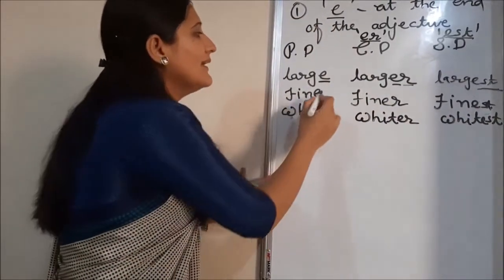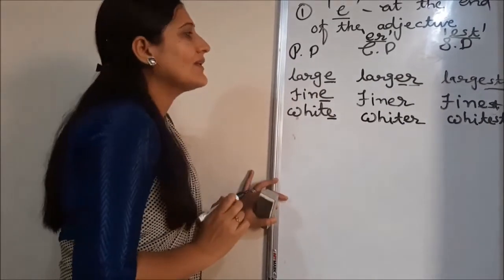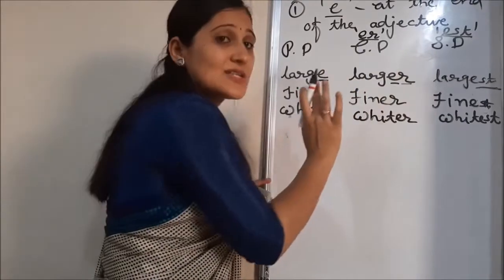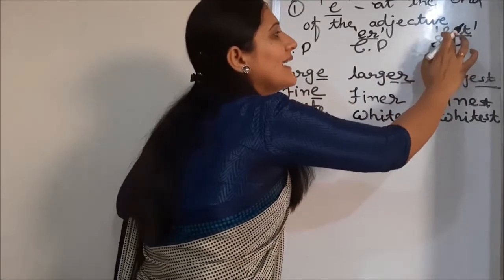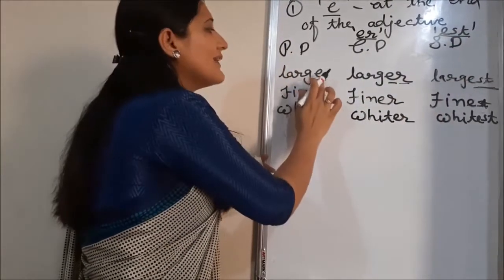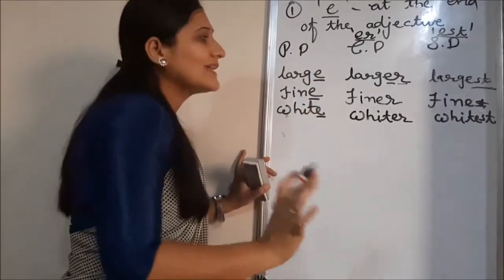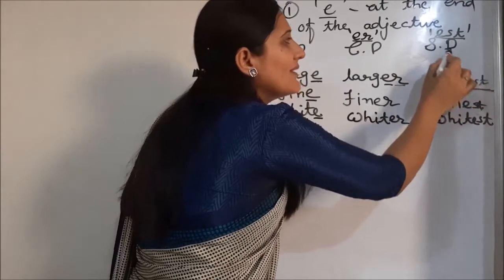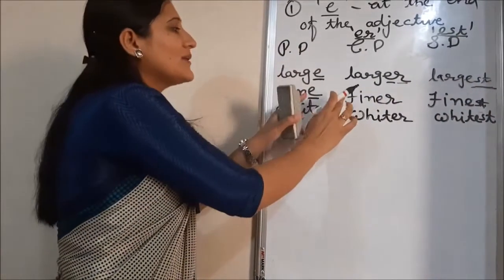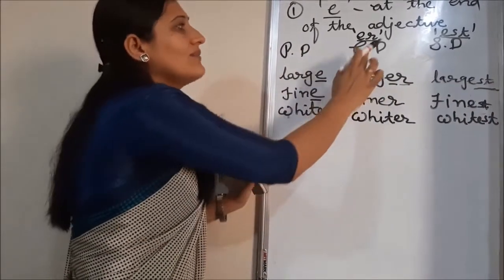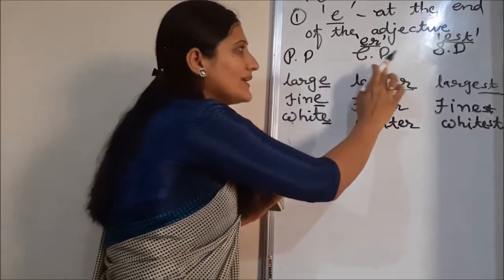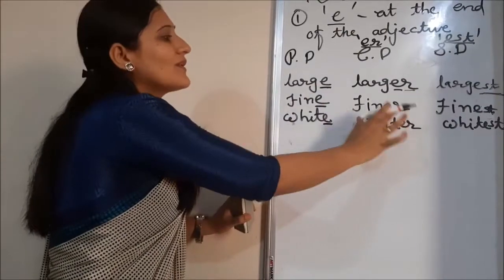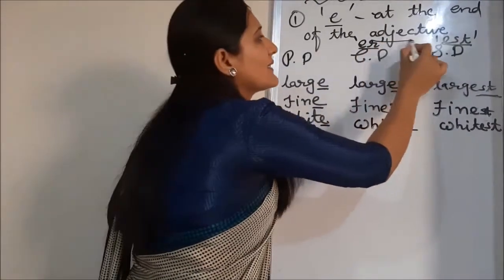What is the first rule for adjective? Keep in mind, if E is itself given as the last letter, in comparative we will add only R and in superlative only ST. Except this, if E is not given, we will add ER in comparative and EST in superlative. This is the first rule for adjective.